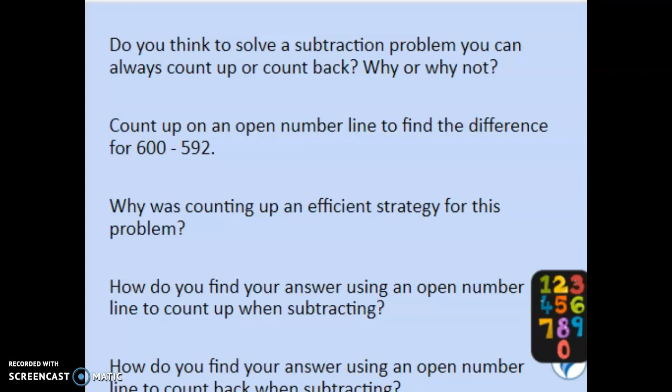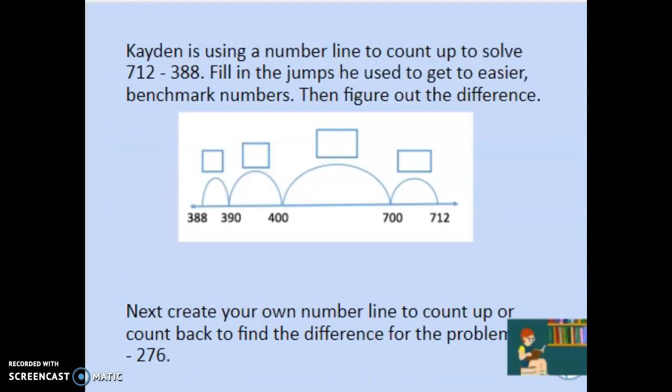Again, we've got to think about why this strategy is more efficient for us, to count up or count back. How do you find your answer using an open number line to count up when subtracting? And then how do you find your answer using an open number line to count back when subtracting? So we're going to look at an example here where Caden is using a number line to count up to solve. He has a problem that is 712 take away 388.